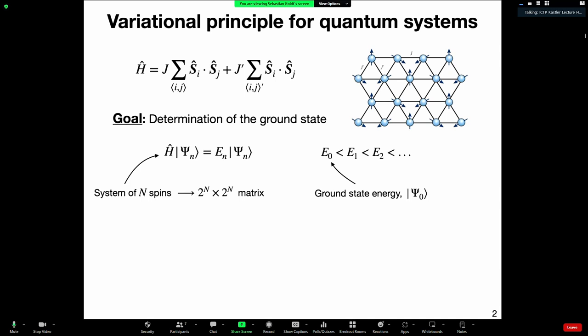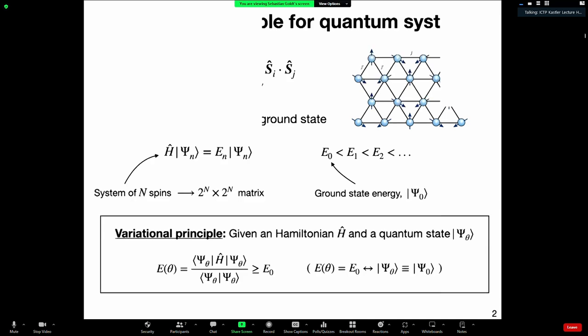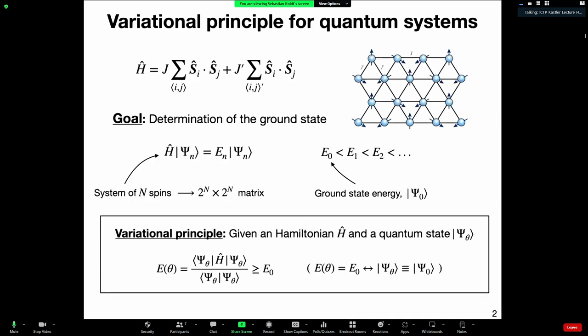So this brute force approach, in which we diagonalize the full matrix, cannot be applied as we increase the system size. We are interested in going to the thermodynamic limit. So the alternative approach is to use the variational principle. Given a Hamiltonian and a generic quantum state, the expectation value of the Hamiltonian on this state is always larger than the exact ground state energy.